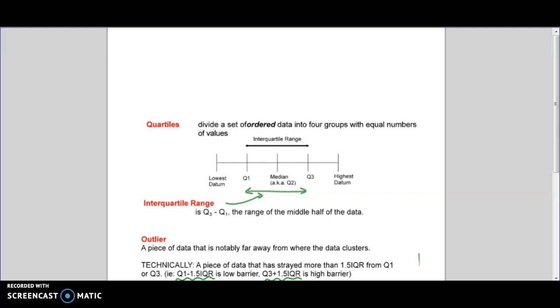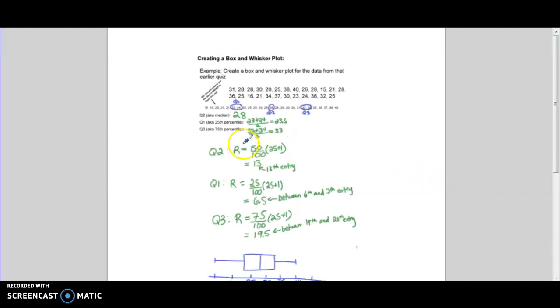Okay, so let's move on to our example. As I said, here we're going to figure out Q2, Q1, and Q3. Using the first formula we went over, Q2, as it tells you here, is also the median. The median is represented by the 50th percentile, so that's why we have a 50 here in the numerator. The median is the midpoint of all of the data, so it's the 50th percentile.